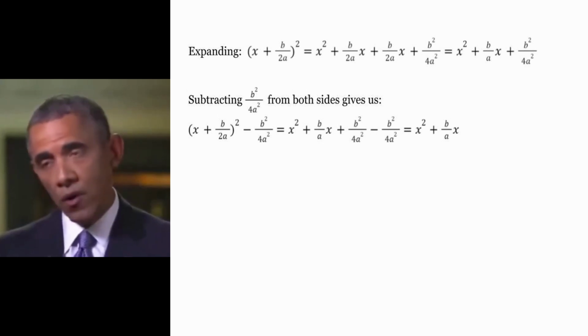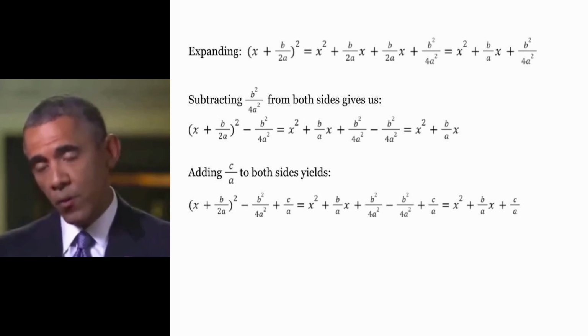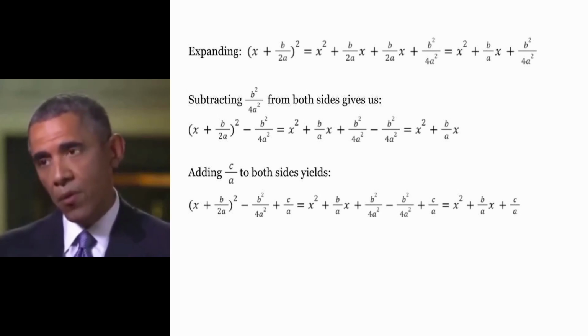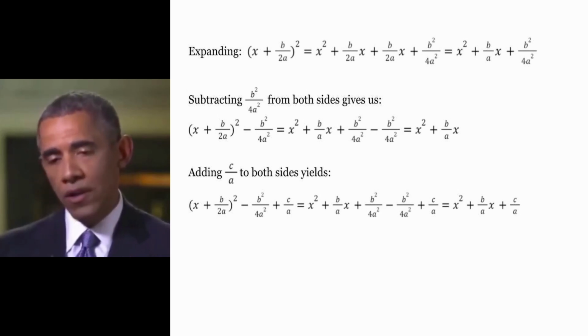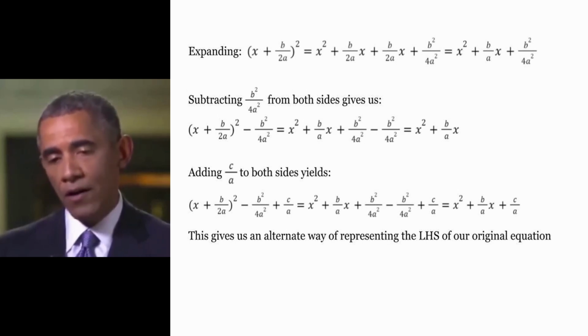We can now add c over a to both sides to get expressions equivalent to the left-hand side of our original quadratic equation. This gives us that (x plus b over 2a) squared minus b squared over 4a squared plus c over a is equal to x squared plus b over a times x plus c over a. This is just the left-hand side of our original quadratic equation. Therefore, we can use this other form and set it equal to 0 and solve from there.